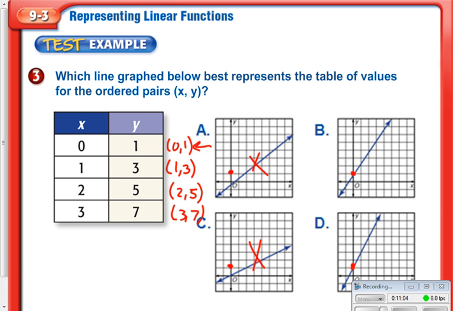What you need to go ahead and do is plot the next one. Well, (1, 3). Over 1, up 3. And that's from your origin here. Over 1, up 3 would be here. Not going to work for B. Let's try D though, just to check out. Over 1, up 3. There's your plot. So D is our only solution there for this last example. This will conclude 9-3, representing linear functions.